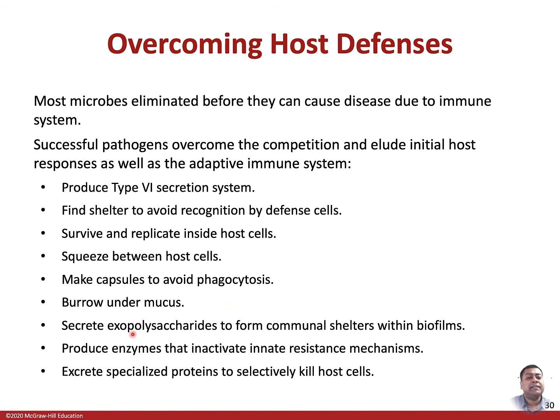They can also secrete exopolysaccharide to form a communal shelter within biofilms. A classic example is Pseudomonas, which produces these exopolysaccharides and cannot be treated by antibiotics. Within these biofilms, they cannot even be accessed by some of the immune cells or the antibodies. Also, they produce different enzymes to inactivate innate resistance mechanisms. We're going to talk about that. Also, they excrete specialized proteins to selectively kill host cells directly. These are called cytotoxins, so we are going to take a look at these, and we are going to talk about some of these as well.